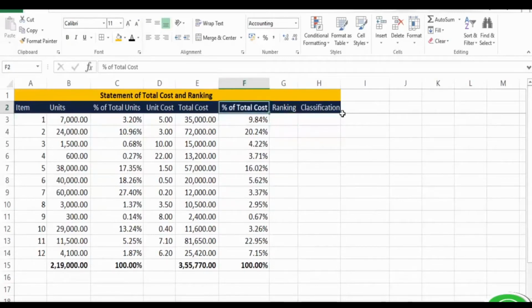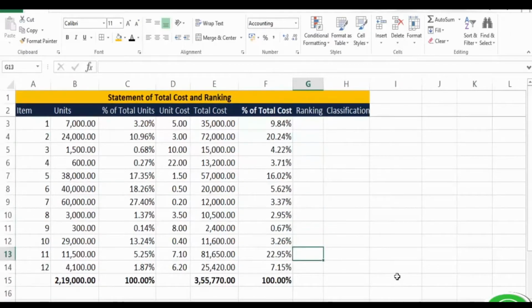So in terms of total cost, if you notice, which item is demanding higher investment? The focus should be on those items. If you notice here, probably item number 11, because it is taking 22.95% of total investment. So in terms of ranking, item 11 should be given first rank. The next one is 20.24%, that is next to 22.95, so that should be given second rank.